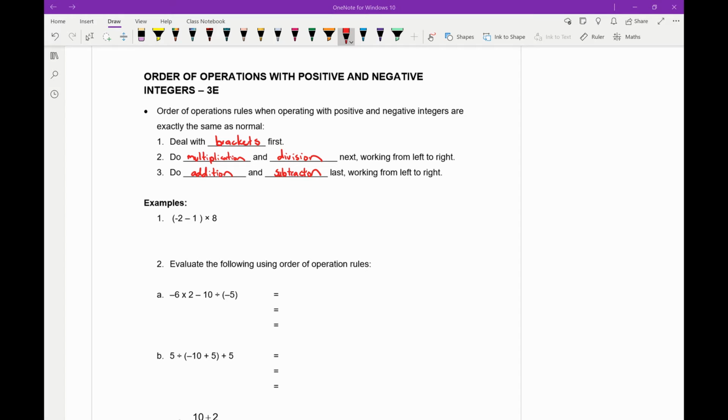Number 1, you always deal with brackets first. And remember, if there's 2 sets of brackets, you start with the inside first and work your way out. 2, do multiplication and division next, working from left to right. And 3, do addition and subtraction, working from left to right. Okay, so into the examples.